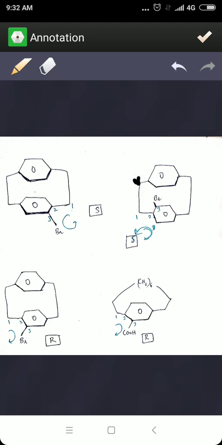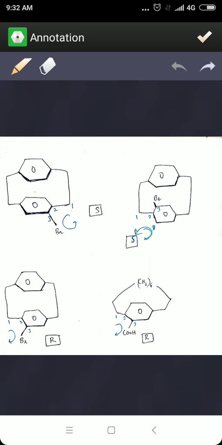So if you start numbering, you can see this CH2 which is directly attached to the pilot atom gets the first numbering, and then 2, and then bromide is on the third atom. So you're going to number it like this, 1, 2, 3, and it is anti-clockwise, and hence you're going to assign it as S.